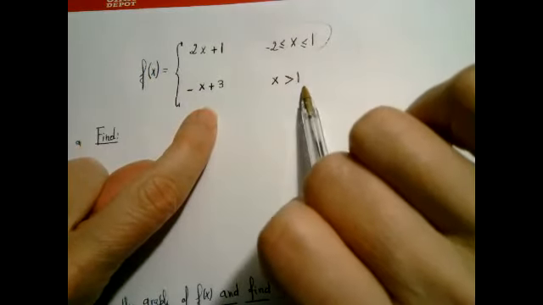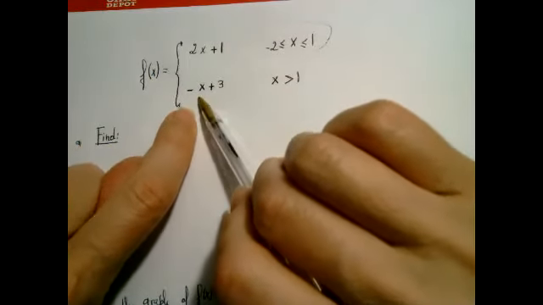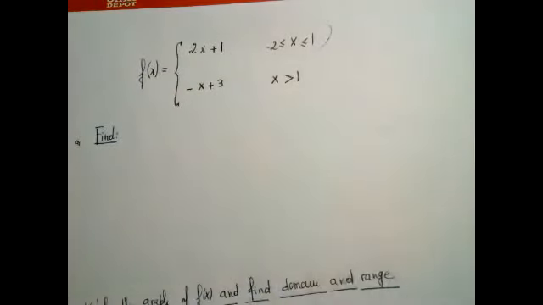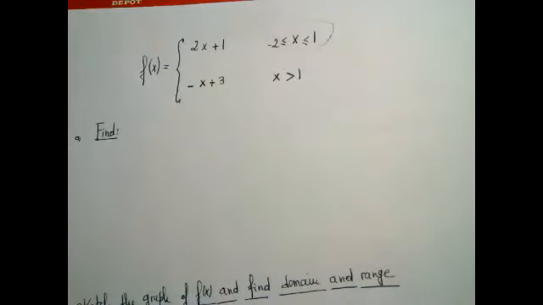If x is bigger than 1, the output is -x plus 3. So let us first understand this function. My first question is really to try to comprehend this function.